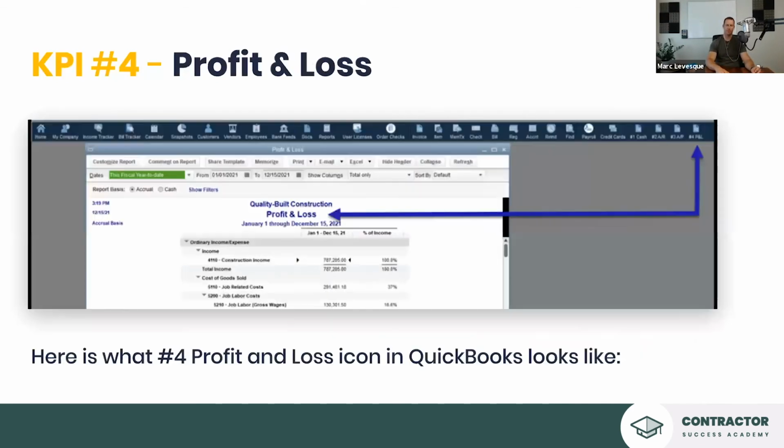Right. So KPI number 4 is profit and loss. That can go in the icon bar to the right-hand side, and that's what it looks like. And it's pretty simple. With the profit and loss, we're going to keep it collapsed and just give the highlights of what's going on. And you see on the right-hand side, we have percentages. That's what we're really paying a lot of attention to, the percentages, because they'll fluctuate, and that's really important.